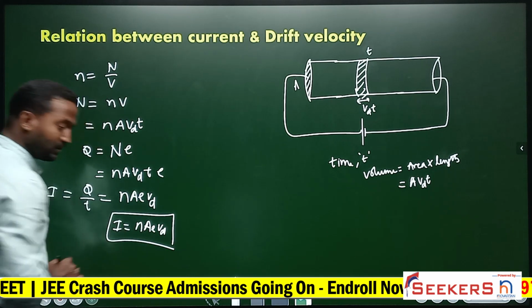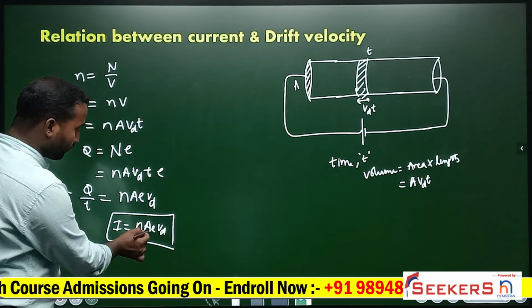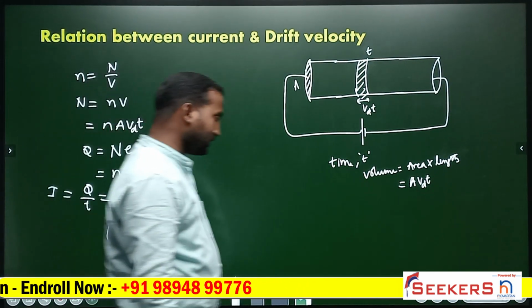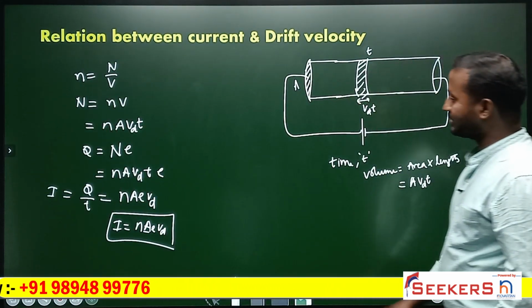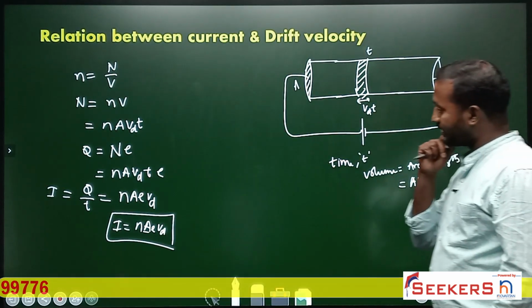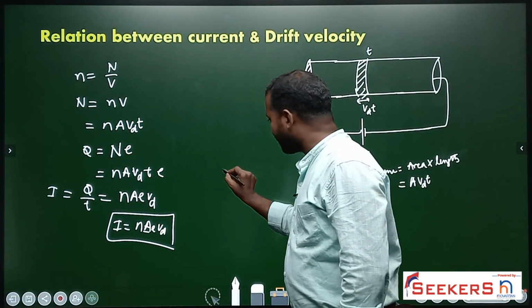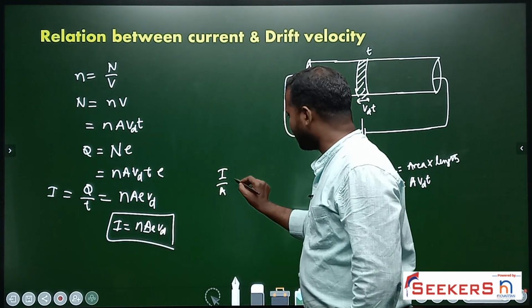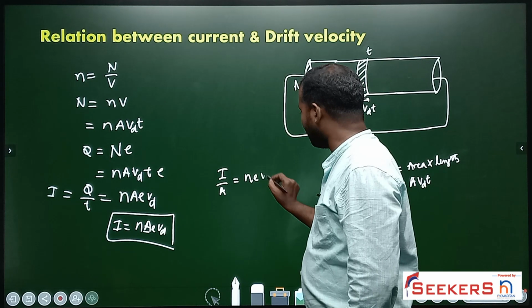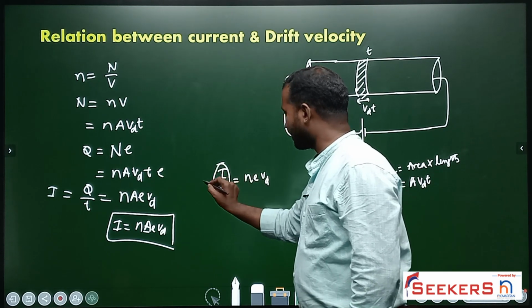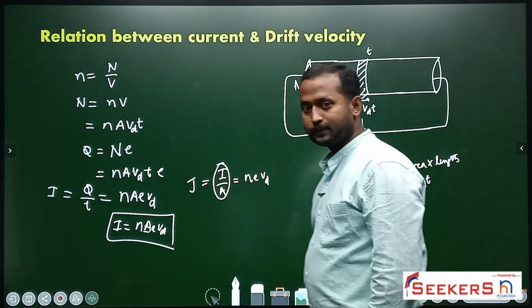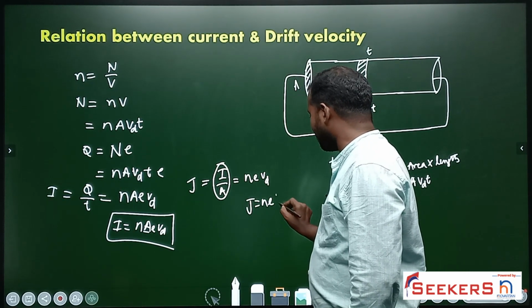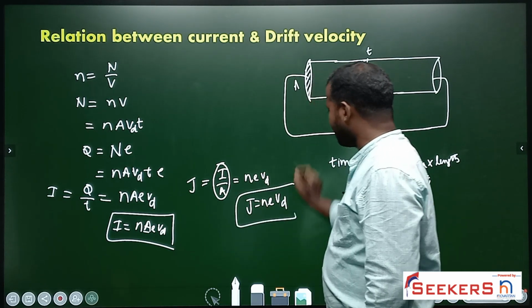So what is n here? Number of free electrons per unit volume. What is A? Area of cross section. e is nothing but the charge of electron, and Vd is the drift velocity. So that's the relationship between your current and drift velocity. Now if I write current per unit area, taking this area to the other side, I get n e Vd, and this is equal to current density. So current density J is equal to n e Vd. This is the relationship between drift velocity and current density.